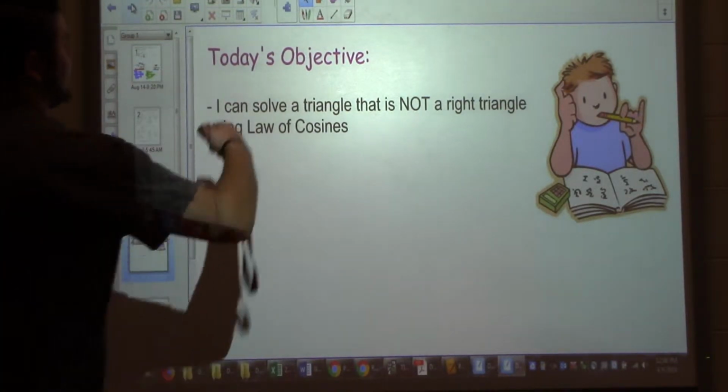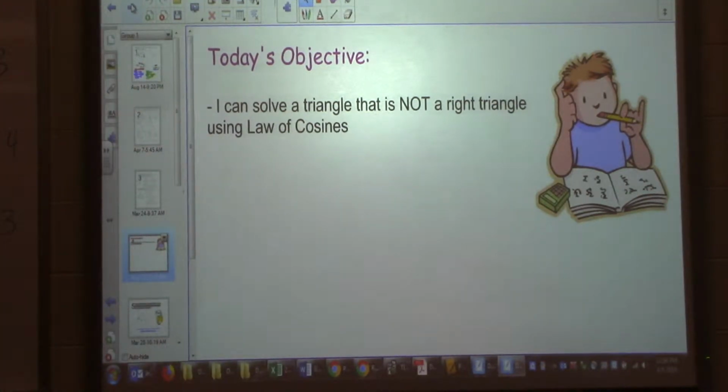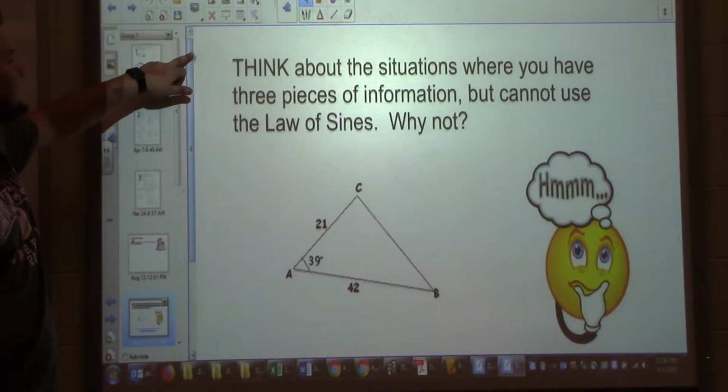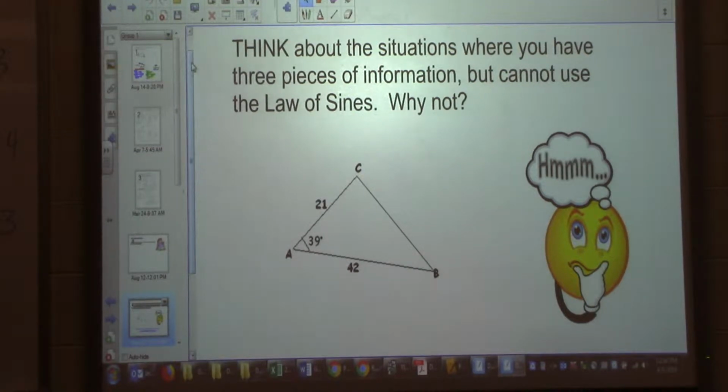So, solving a triangle that is not a right triangle, once again, we cannot always just use law of sines. We're not always given enough information to use that. So when that is the case, like up here, think about that. Can you use law of sines on this problem right here?